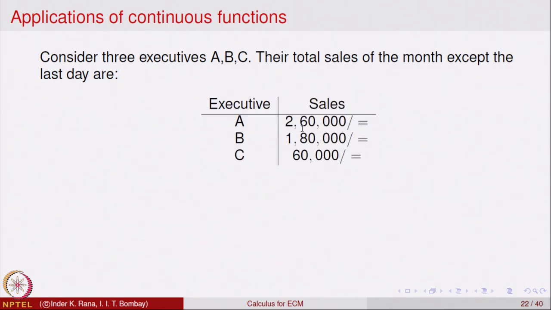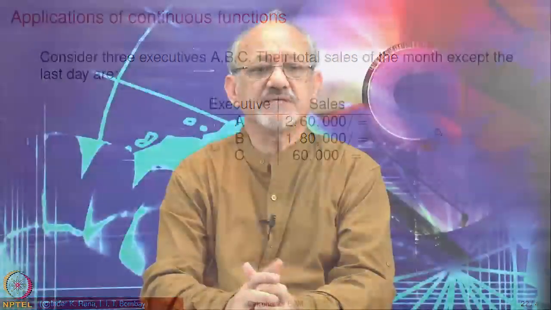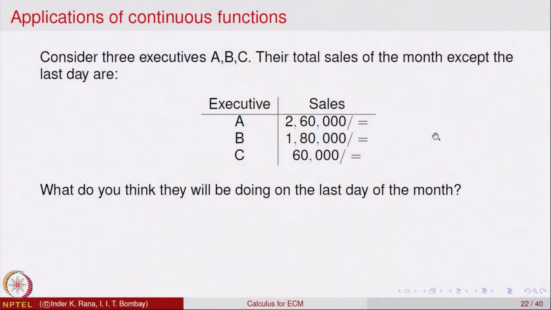A has made a sale of 2,60,000, B has made a sale of 1,80,000, and C has only made a sale of 60,000. So, these are the 3 executives, and that is the data of their sales up to the last but one day of the month. The question is, what do you think all these 3 will be doing on the last day? On the last day of their working, what do you think these 3 will be doing?